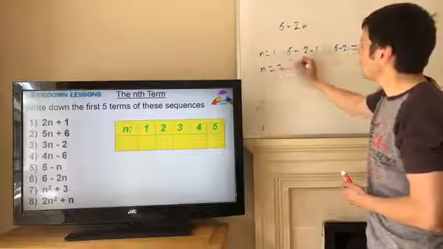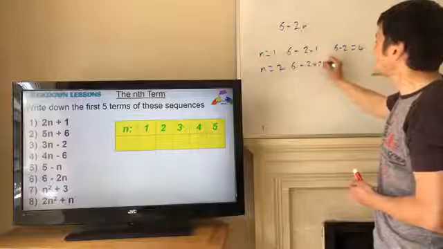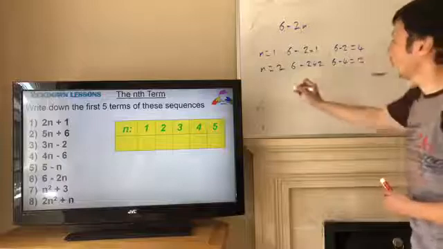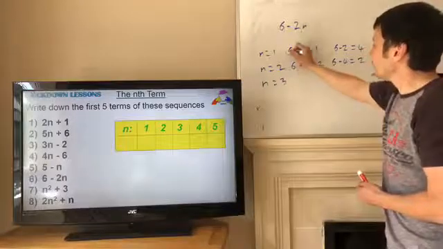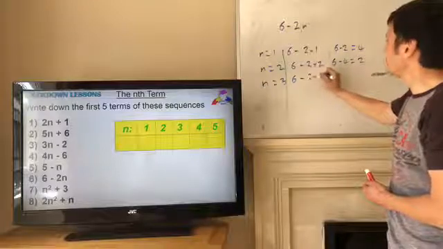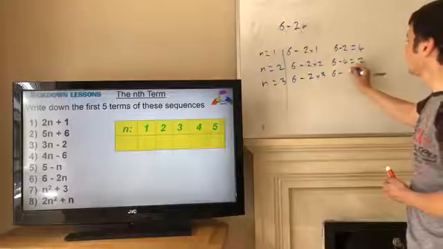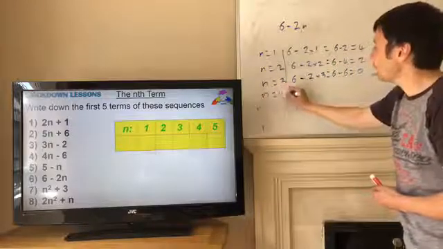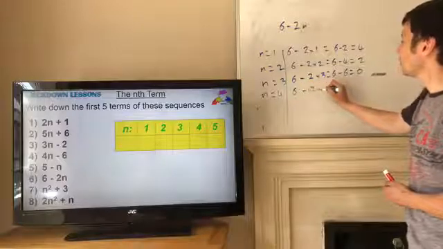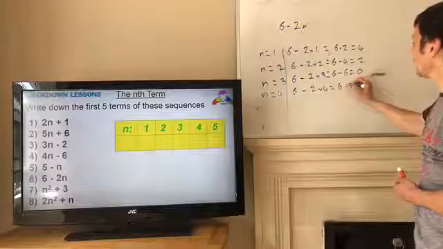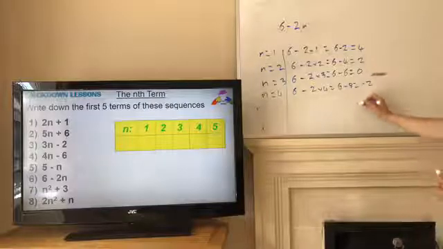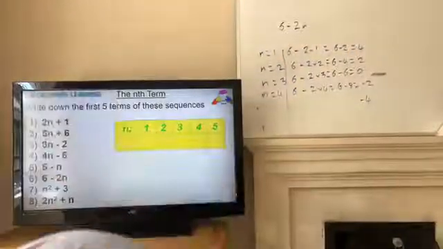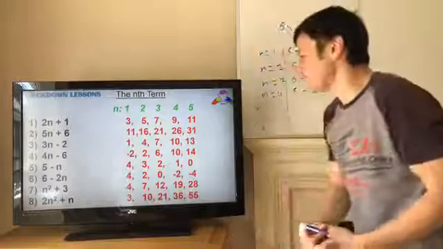When n equals 2, we've got 6 minus 2 times 2. 2 times 2 is 4. So 6 minus 4 equals 2. When n equals 3, we've got 6 minus 2 times 3, which is 6 minus 6, which equals 0. When n equals 4, we've got 6 minus 2 times 4, which is 6 minus 8, which is negative 2. It's going down in 2s, and the next one has to be negative 4. So they get tricky with the minus signs in there. So the answers you should have had should be these sequences here.